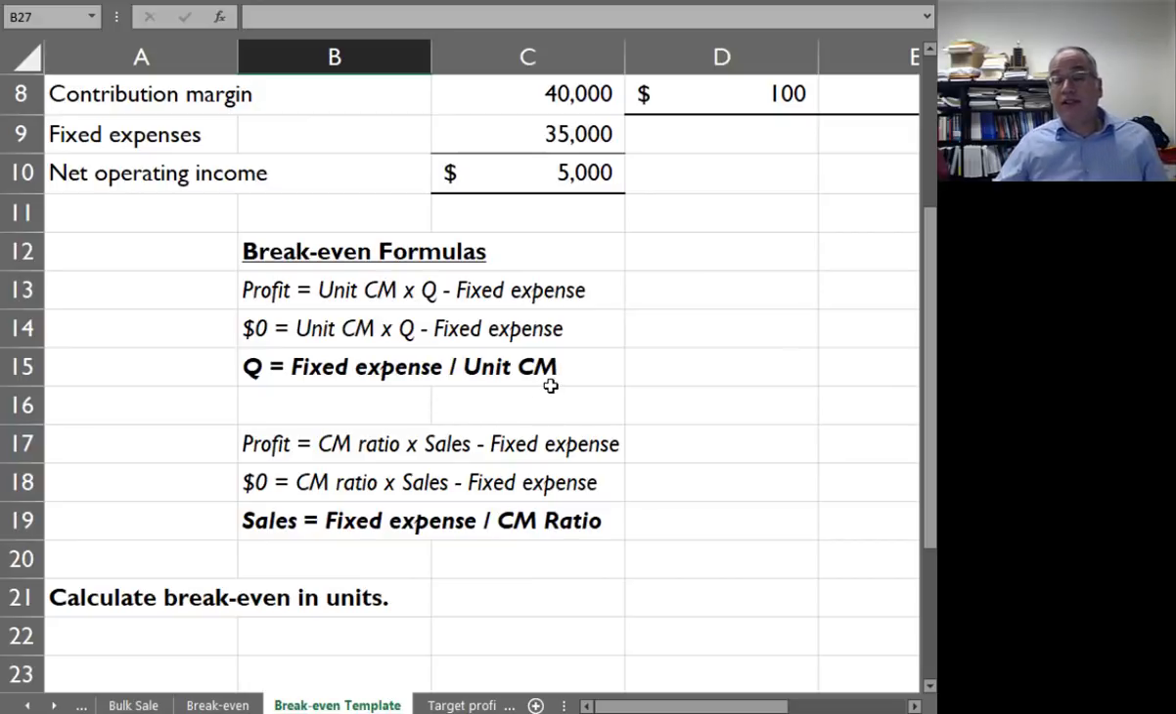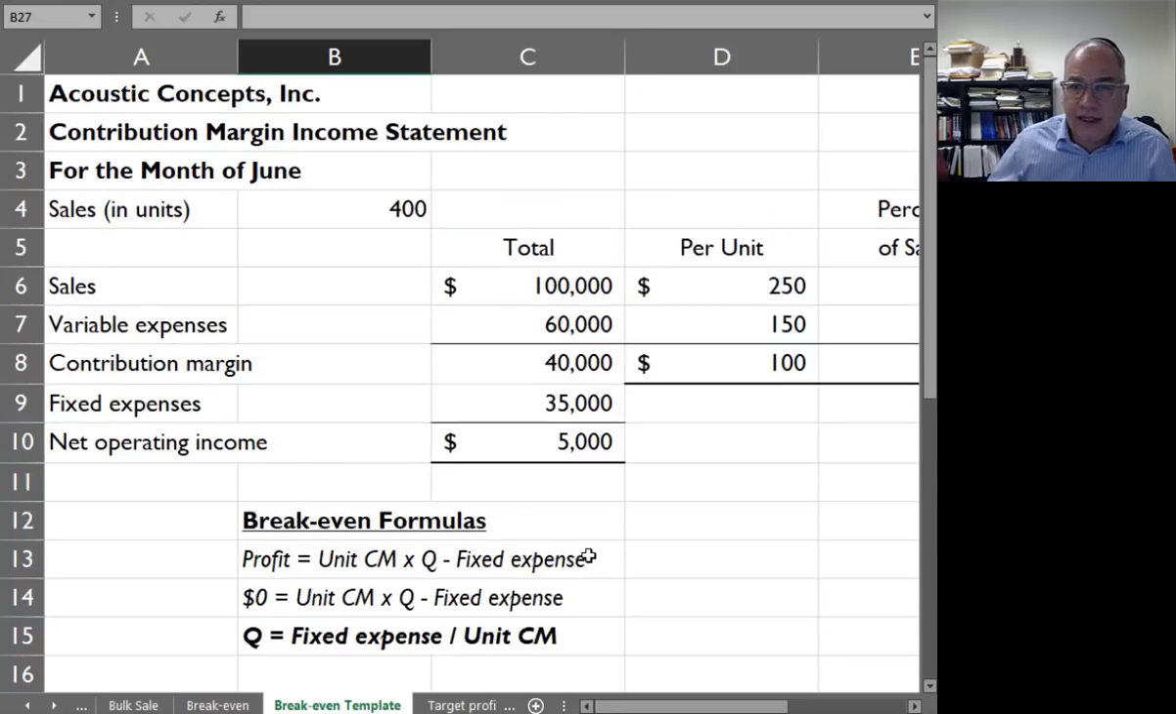Now if we want the sales in dollars, we would have profit equals contribution margin ratio times sales minus fixed expense, right? Because remember, contribution margin ratio is contribution margin divided by sales, so this would yield you the total contribution margin. If we set profit equal to 0, then sales is equal to fixed expense divided by contribution margin ratio. And these are the key formulas that you need to know.